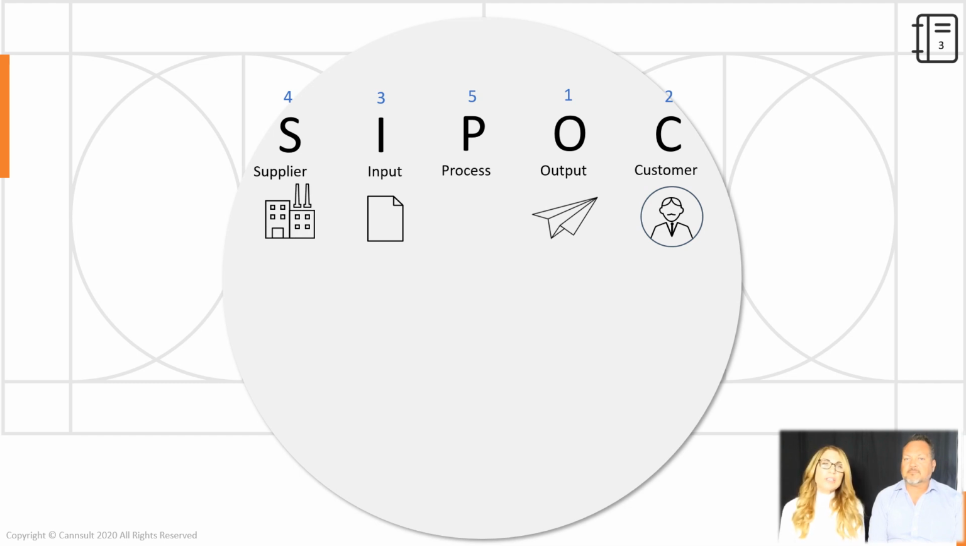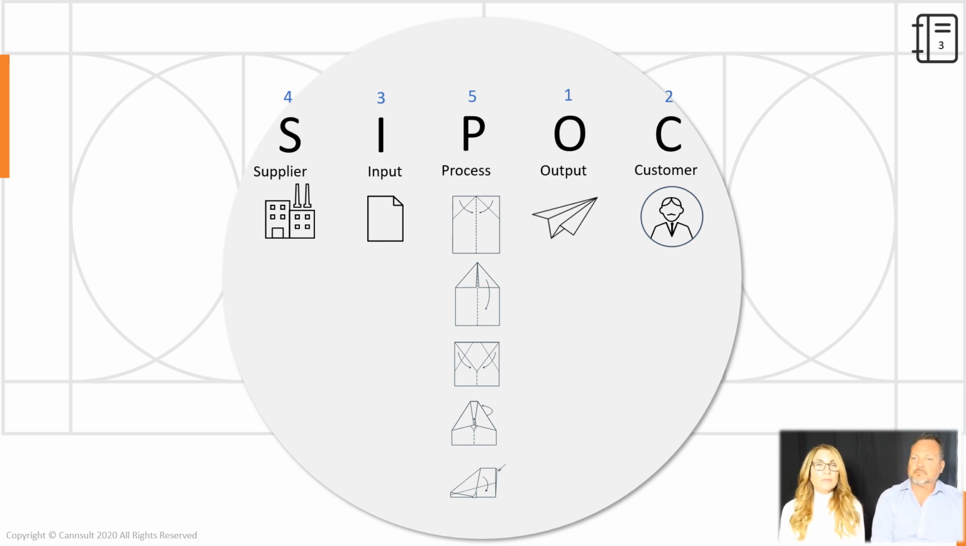Lastly, the team agrees on the high-level steps that it takes to turn that plain piece of paper into a completed airplane, and they illustrate it here in the P column. When you create a SIPOC in real life, the challenge can be to keep the team from diving into too much detail too early on.